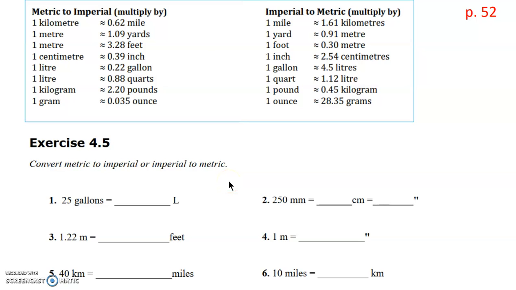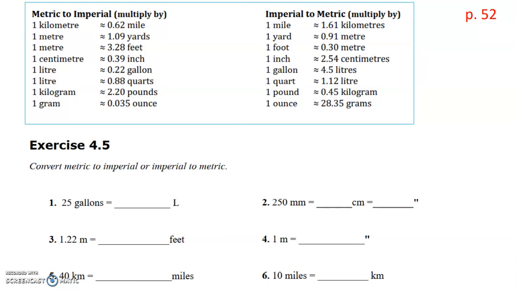In this video, we're going to take a look at a few of the exercise questions for lesson 4.5, and I have a try now that you can try and check the solutions for. So first up, we're going to start with the first 6 questions for exercise 4.5, converting imperial to metric or metric to imperial. So when we look at number 1, we're going from gallons to liters. So we're going from imperial to metric.